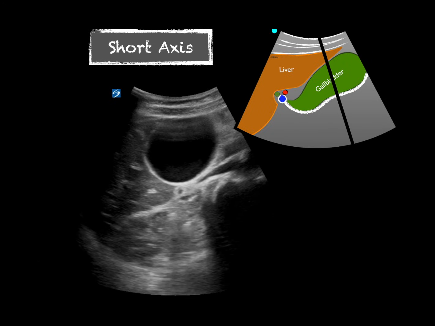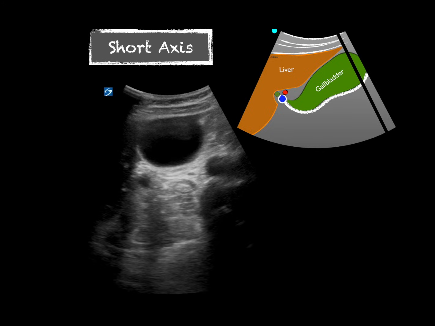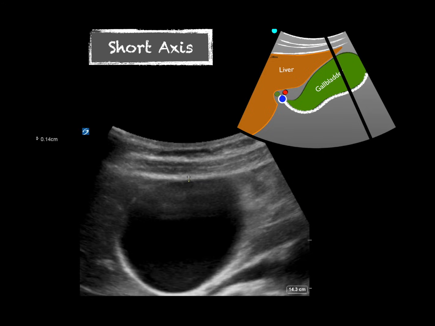Then as we fan towards the fundus, we're going to be looking for any stones, and we're going to finish that, go all the way to the end till the gallbladder disappears. And then we're going to come back and get the anterior gallbladder wall. We always want to measure at the anterior gallbladder wall, because the posterior wall will always look thick secondary to what's called posterior acoustic enhancement.